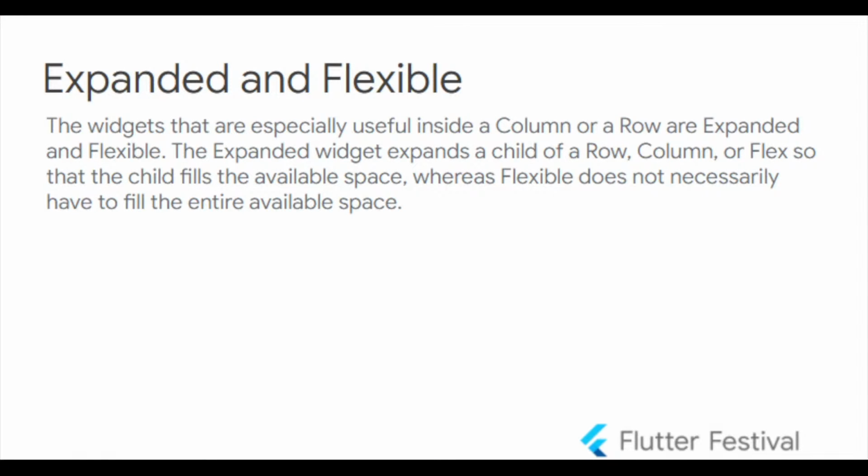So next is Expanded and Flexible. These widgets are especially useful inside a Column or a Row. The Expanded widget expands a child of a Row, Column, or Flex so that the child fills the available space, whereas the Flexible does not necessarily have to fill the entire available space. So there are two different widgets, Expanded and Flexible.